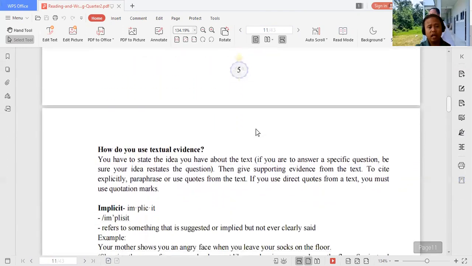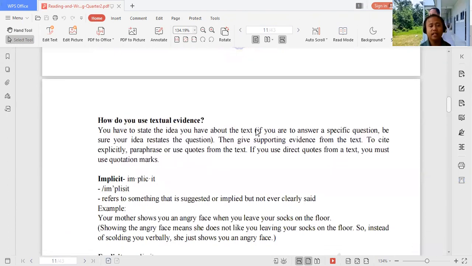Okay, now, how do you use textual evidence? You have to state the idea you have about the text. For example, if you are to answer a specific question, be sure your idea restates the question, then give supporting evidence from the text. Now, to cite explicitly, paraphrase or use quotes from the text. If you use direct quotes from a text, you must use quotation marks.